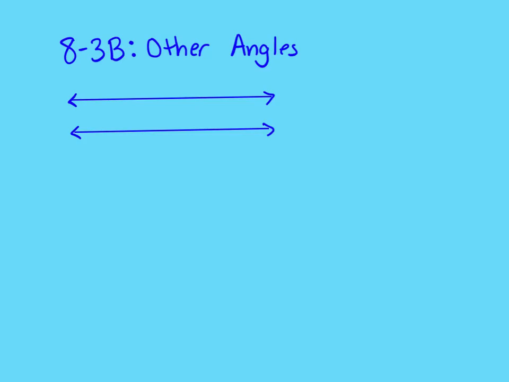Lesson 8.3b, Other Angles. So we're going to start with a set of parallel lines. Remember, they're parallel because these are two lines that will never cross. They'll remain in equal space and distance between them.